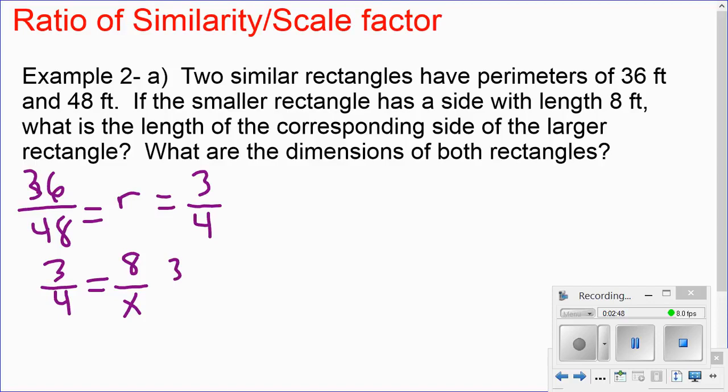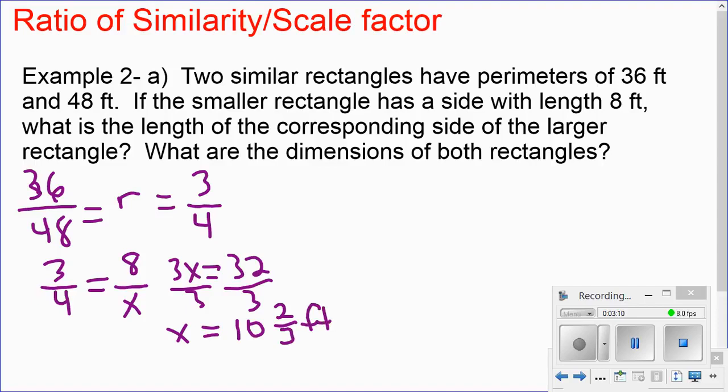So cross multiplying, 3x equals 8 times 4, which is 32. So I'm dividing both sides by 3, and looks like 10 would be, 10 times 3 is 30, so I have 10 2/3, and these are feet. Okay, so that's the first part of the question. Then it says, what are the dimensions of both rectangles?